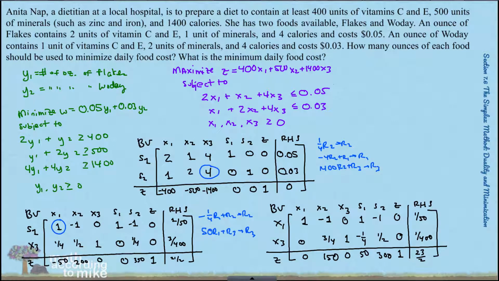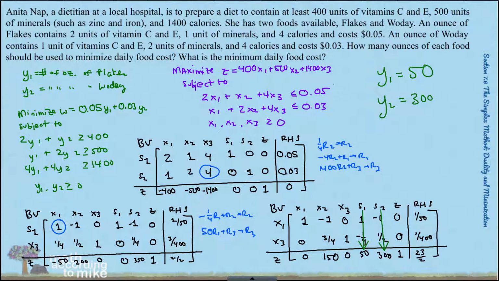Okay, so there's our 2 pivots, and there's our final Tableau. So remember, in order to find the answer, you read below the slacks. So y1's value is underneath S1 in the objective function. So y1 would equal 50. And y2 is underneath S sub 2. So that would be 300 for y sub 2.